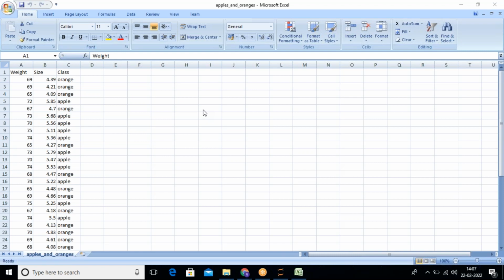Now we have to do the classification with the help of support vector machine. The theory of support vector machine is also highly clear to everybody. There is no issue with that. No problem. Okay. Now let's move ahead. First of all, we will read the data.